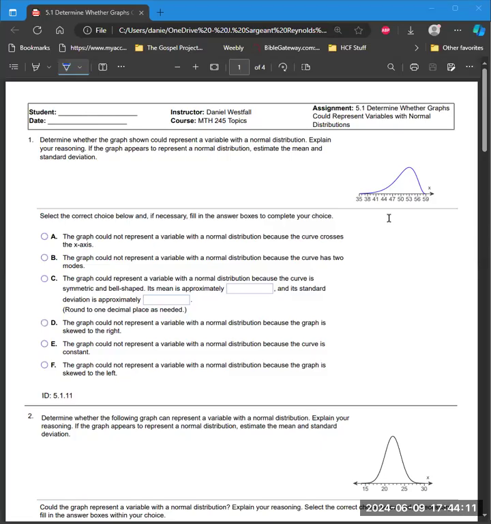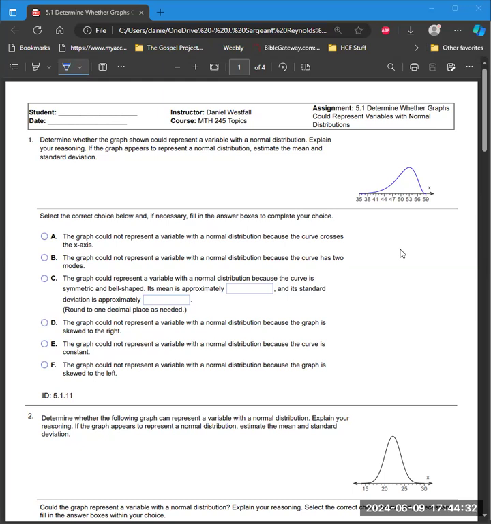In this video, we're going to determine whether graphs could represent variables with normal distributions from 5.1. Let's look at number 1. Determine whether the graph shown could represent a variable with a normal distribution and explain your reasoning. If the graph appears to represent a normal distribution, estimate the mean and standard deviation.